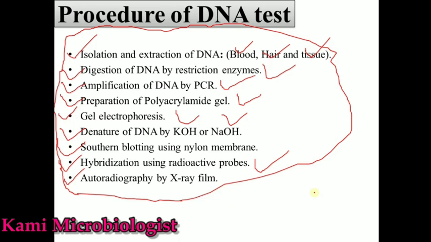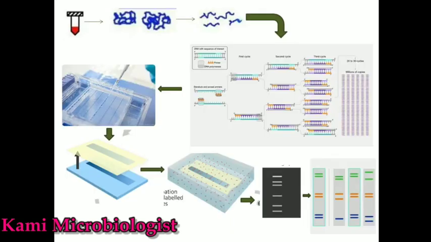This is just the step-by-step process, but we have to explain it to understand it easily. So let's explain this process. If we want to check the DNA fingerprinting of a person, to identify the person's identity, first of all we have to take a blood sample, tissue sample, or hair follicle. Once we take it, after that we have to isolate the DNA.